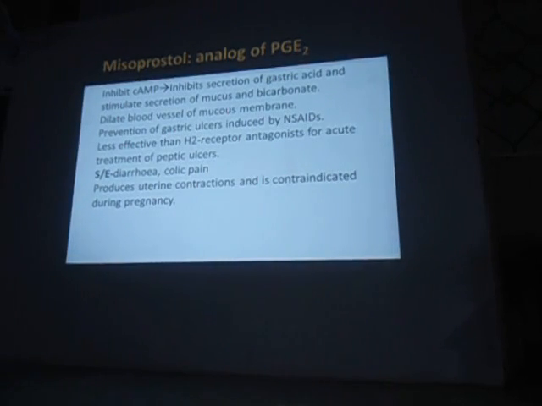They are less effective than H2 antagonists because the protective part is provided, but HCl production is not decreased. So the drugs which decrease HCl production are more effective. They can cause diarrhea and colicky pain because of prostaglandin mediated increased intestinal motility, and in case of pregnancy, we need to avoid these drugs as they can cause uterine contraction.